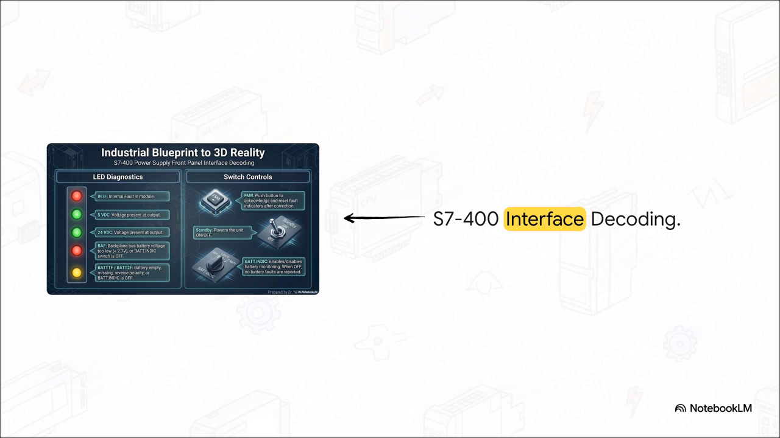The red NTF LED, that means an internal fault in the module. The red BAF LED triggers if the backplane bus battery voltage dips too low. Now on the right side, under switch controls, we have a vital control button, the FMR, or Fault Message Reset push button. So once a fault is physically corrected out there in the real world, you absolutely must press this button to acknowledge and reset the fault indicators.